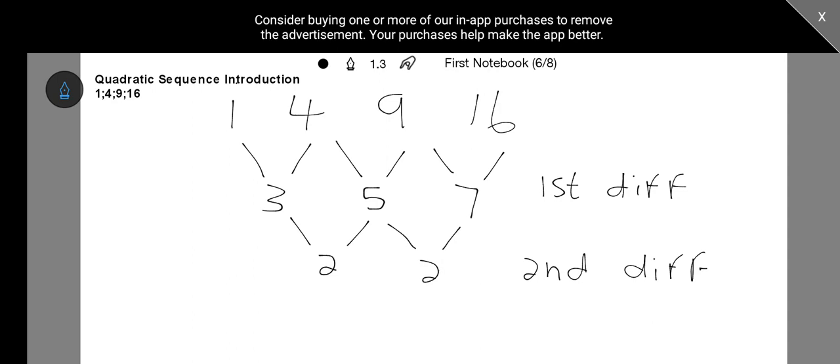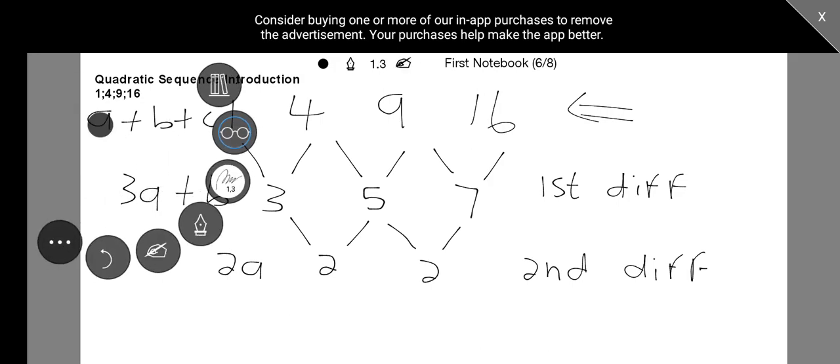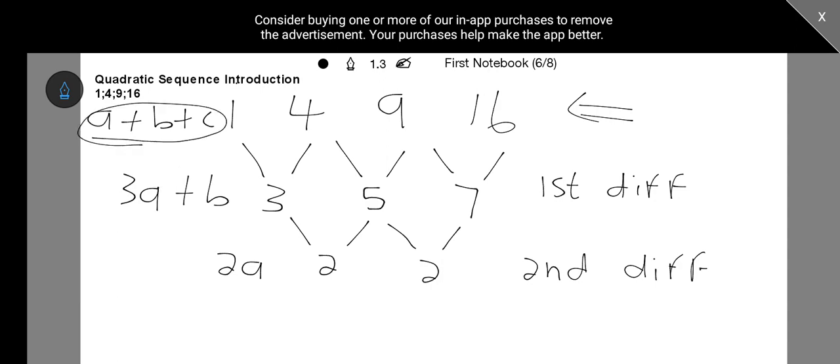Now here, if you don't understand, just note this: on the first differences, you're gonna say 3a plus b. On the second differences, you're going to say 2a. And on the given sequence, you're gonna say a plus b plus c. What is very important to highlight is that a plus b plus c is equal to the first term of the given sequence.